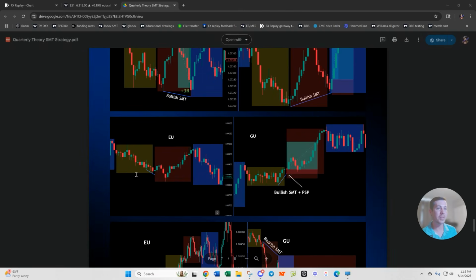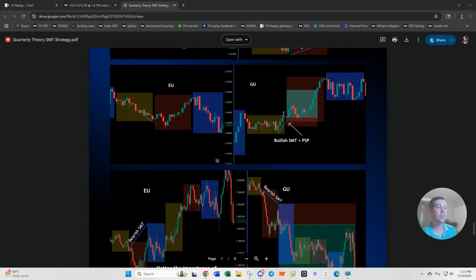So a couple more examples. We have some bullish SMT here with a precision swing point at this low, green candle here, red candle here. So this is our entry. Again, for last week, I was using a 5 pip stop loss on EU and GU, but you would just use this low if this was futures, targeting out 3R.